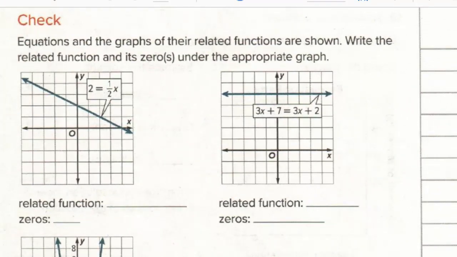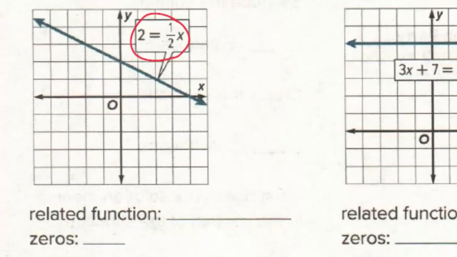Okay, for this example, they want us to take each equation, write it as a related function, and then find its zeros. So we've got the equation right here for the first one. It says 2 equals 1/2 of x. In order to put it in function notation, you have to make the thing equal 0. So I'm going to subtract 2 on both sides, and that will give me 0 equals 1/2 x minus 2.